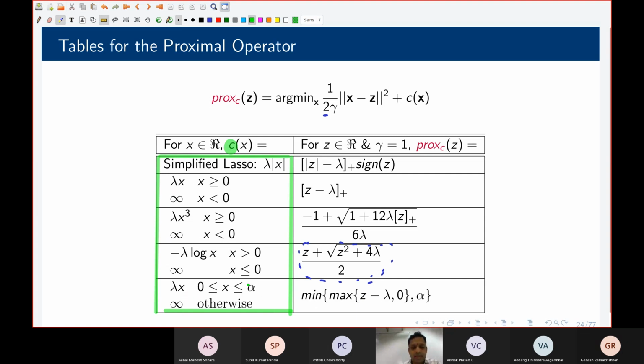The last one, lambda x. Here, lambda x is only defined to be non-infinity on the closed interval 0 to alpha. So again, let's just look at the intuition behind these expressions, without getting lost in the derivation. We have already derived this one. But let's look at the intuition for the other. Let's start with the last one. What's the intuition for the last one? You have a min of a max of z minus lambda and 0. How do you justify that?